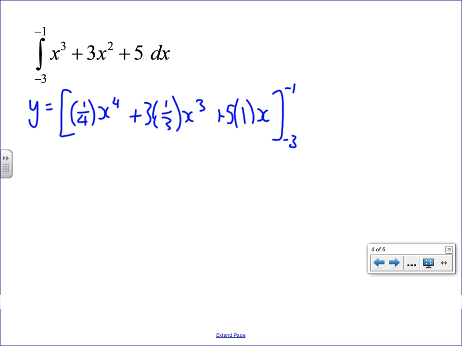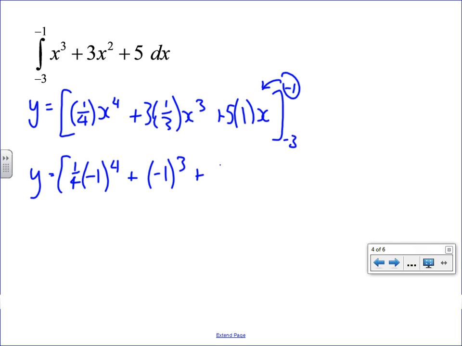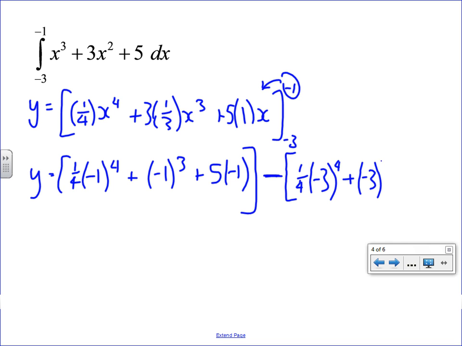Right, so top limit is going in first. We have got, what have we got? Brain is not working today. Minus 1 to the 4 plus, that cancels, so we've just got minus 1 cubed plus 5, that's minus 1. And then always minus, yeah. Then you put the bottom limit in. Minus 3 to the 4, minus 3 cubed plus 5. Okay.